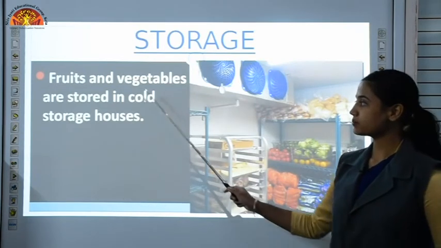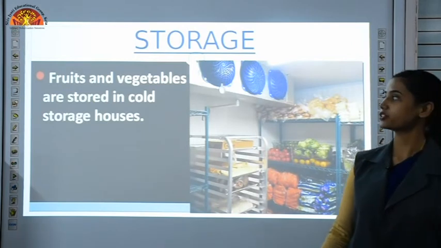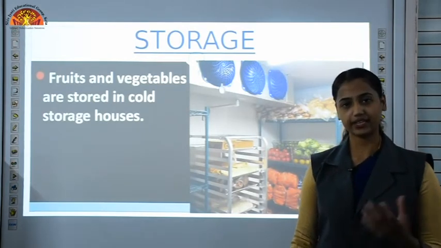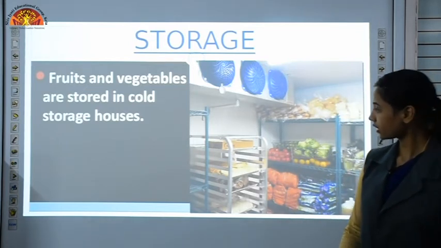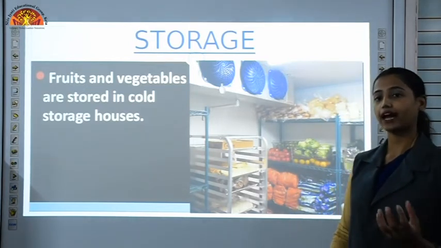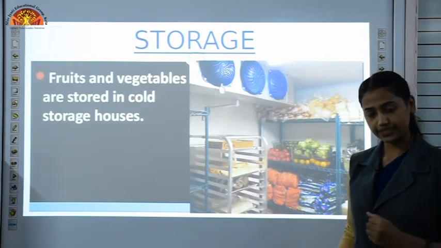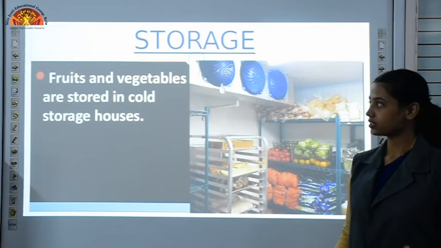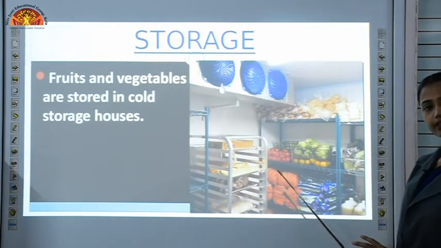Fruits and vegetables are stored in cold storage houses. We know that fruits and vegetables are perishable, meaning they can decay very easily within a few days. So to consume them for a longer time, we have to store them at some cool places. Like at our houses we use our fridges, but on a large scale we use cold storage houses. You have seen it.